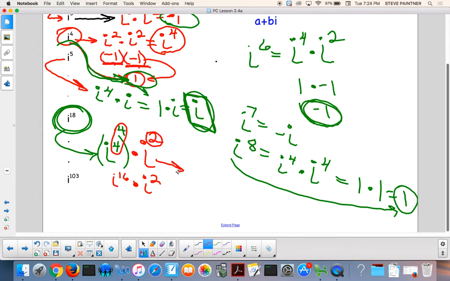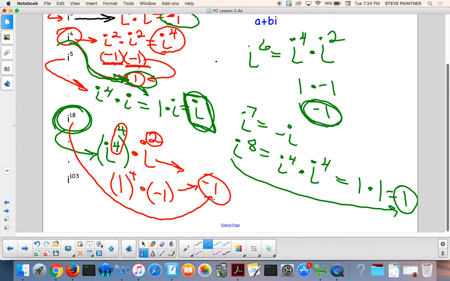Okay? But what is this going to be? You should know that i to the fourth is 1. You're going to raise it to the first, so that's just 1. What's i to the second? -1. So now 1 times -1 is -1. Okay, so the answer is negative 1. i to the 18th is negative 1.